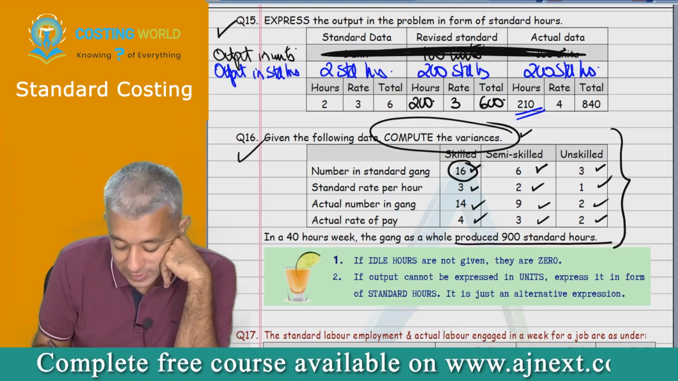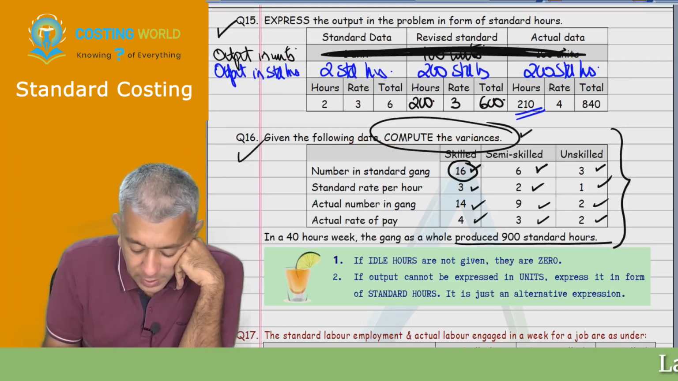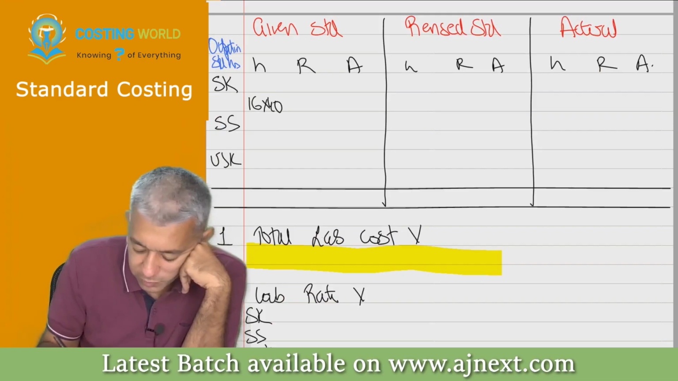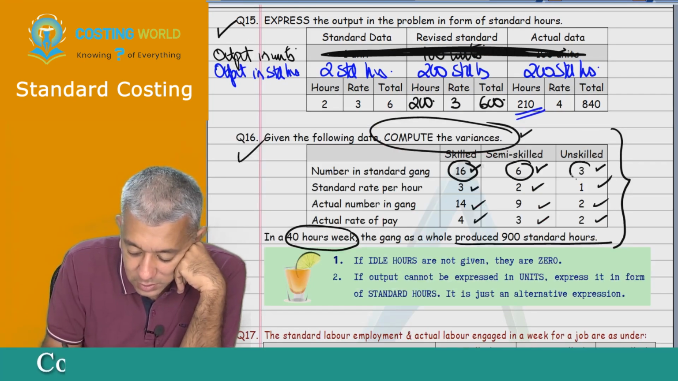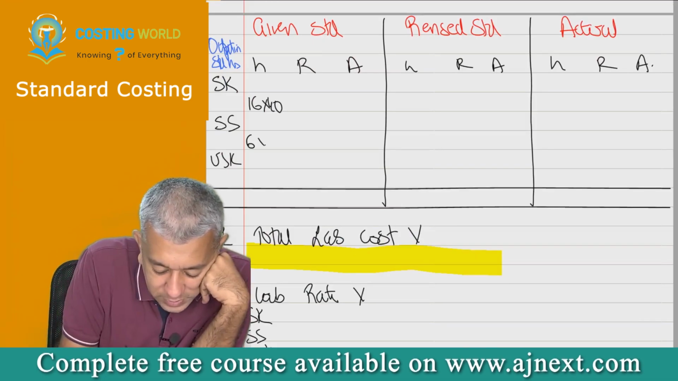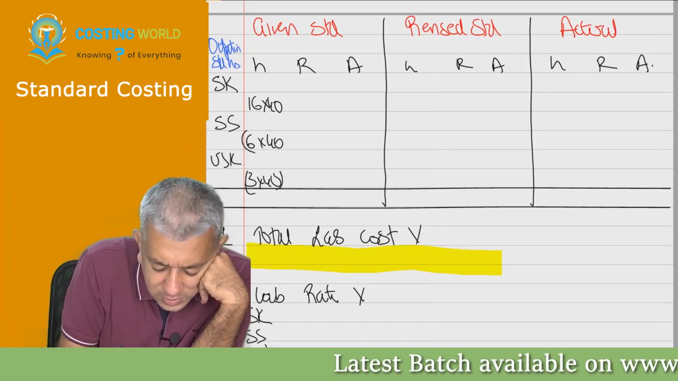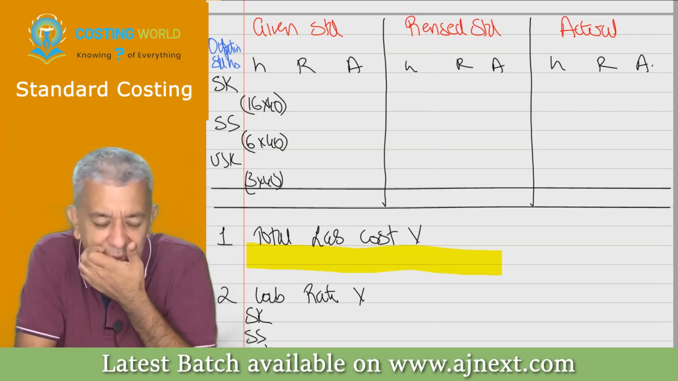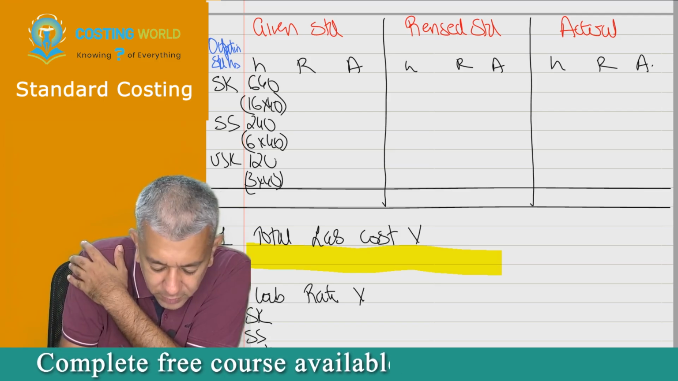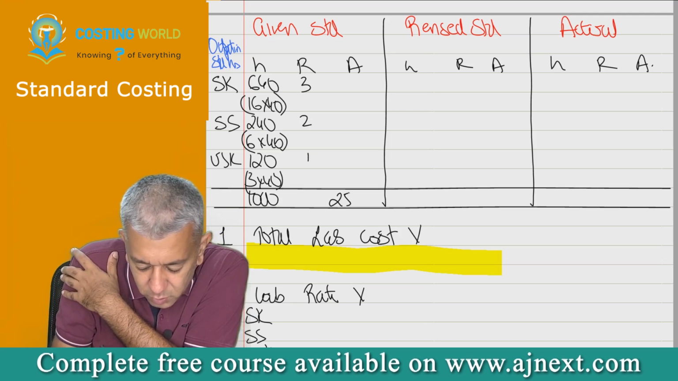So, 16 workers, I guess, were supposed to be working for 40 hours in a week: skilled, semi-skilled and unskilled, 16, 6 and 3. Everybody was supposed to be working for 40 hours. This is absolutely the same concept that was there in the first question. So 6 into 40 hours, 2 into 40 hours, and 120 hours. Therefore this is 1000 hours. At the rate of 3, 2 and 1, this is 2520.